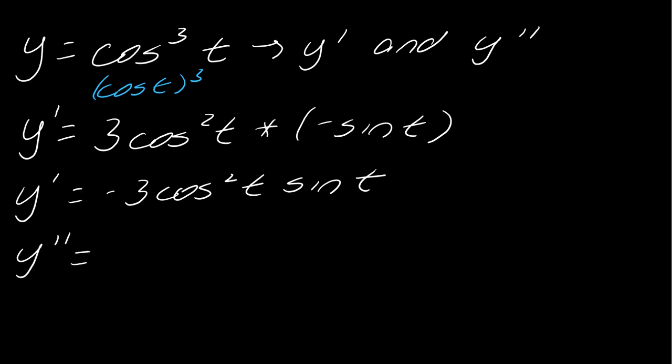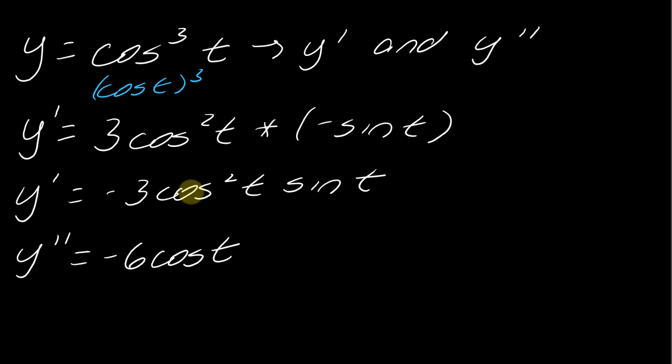And now I have to find my second derivative. So for my second derivative, we've got both our product rule and our chain rule hanging out here. So first I'm going to take the derivative of this negative 3 cosine squared t. Again, I'm going to bring the 2 down first, so this is going to be negative 6. Then subtract 1 from the exponent. Okay, so that's me doing the outside derivative.